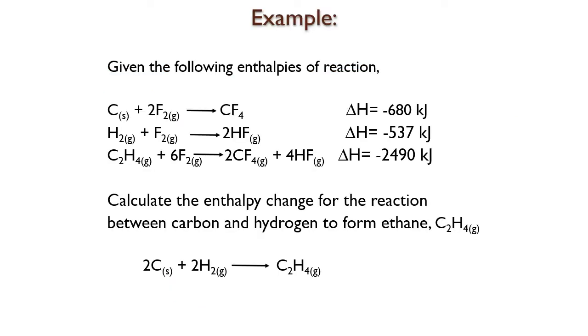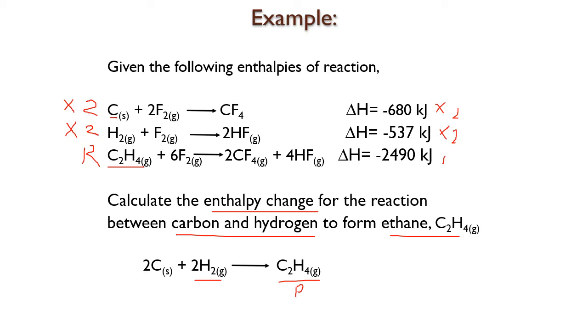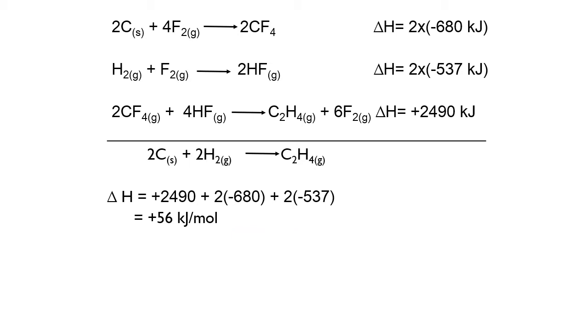Next example: calculate the enthalpy change for the reaction between carbon and hydrogen to form ethane. Ethane is given here as a product, so again I have to reverse. Then there are 2 moles of carbon, but here only 1 mole, so I need to times 2. And then 2 moles of hydrogen, so I need to times 2. Let's check. The enthalpy also needs to be times 2 times 2, and since this one is reversed, it becomes positive 2490. Yes, times 2 times 2, positive. Very good. So sum up.